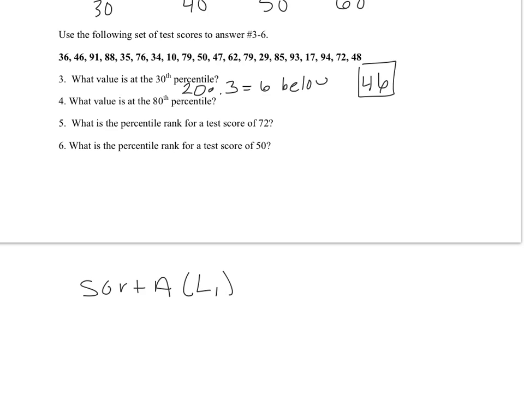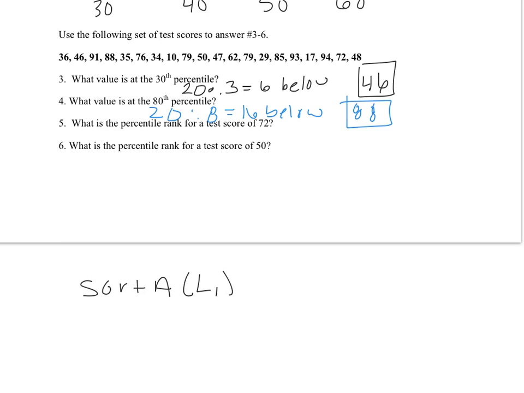So 80th percentile, again, I have 20 data points multiplied by my 80%. So that would be 16. So I'm looking for 16 below. So I'm looking for my 17th number. My 17th number, again, you look in your edit. In your L1 it would be 88. 88 is your 17th number.